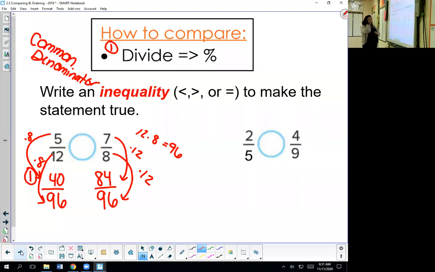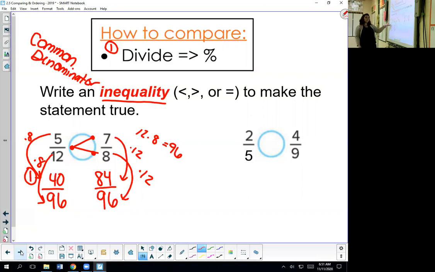So which one is greater? Since they have the same base, 84 is bigger than 40. So I do 2 dots versus 1 dot. This one has 2 versus 1. So 5/12 is less than 7/8. By the way, we call this an inequality. These symbols right here, less than, greater than, or equal to, are what we call inequalities. Okay? That's one way to do it. If you like that, that's great.